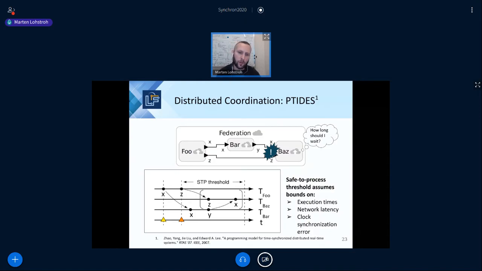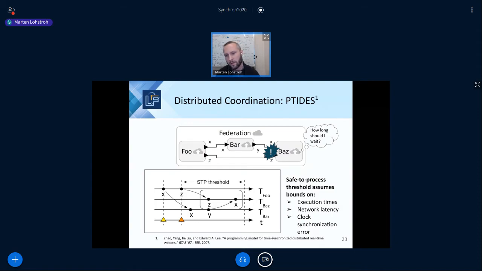So the question of how to do this has been answered in previous work, and it's called TIDES. It's similar to Google Spanner, and it requires knowledge of the connection topology, which in reactors we have, bounds on the execution times, which are arguably easier to compute for reactors because they're small, broken down snippets of code, network latency, and also clock synchronization error.